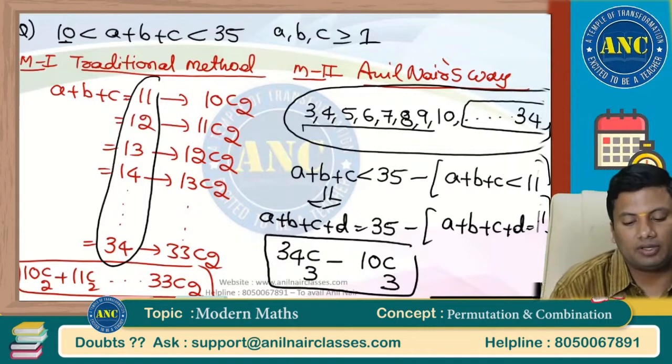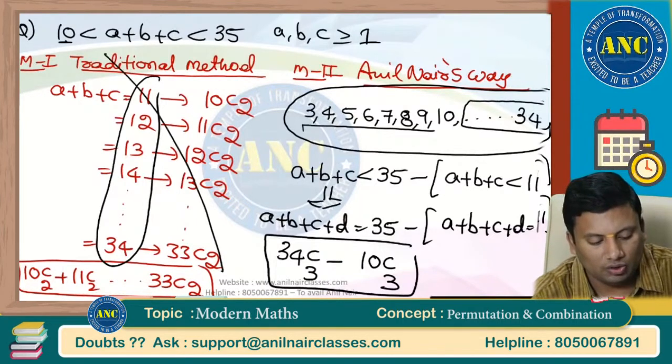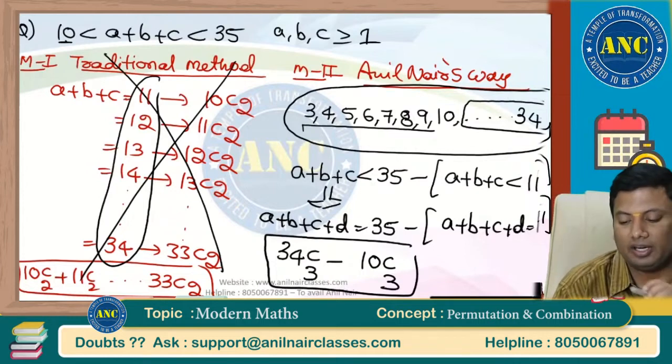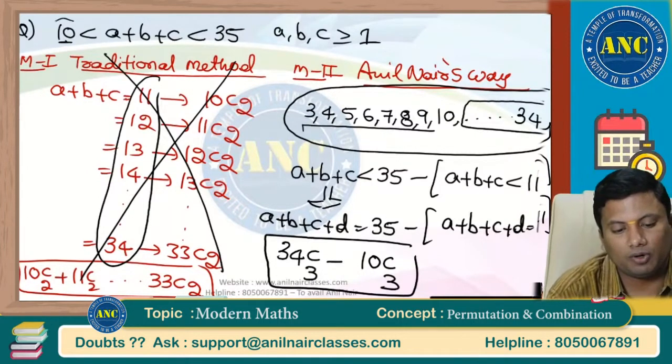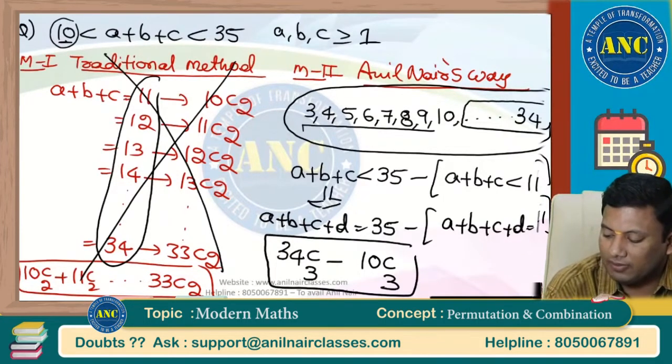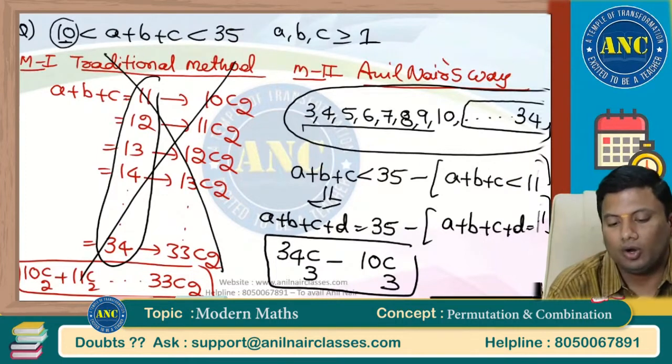If 3 variables are there, I require 2 cuts. Please don't use this traditional method. Understand it very, very carefully, sir. First, forget about this value. A plus B plus C less than 35. Less than 35 means maximum value is 34. Lowest will be 3. 3 to 34.